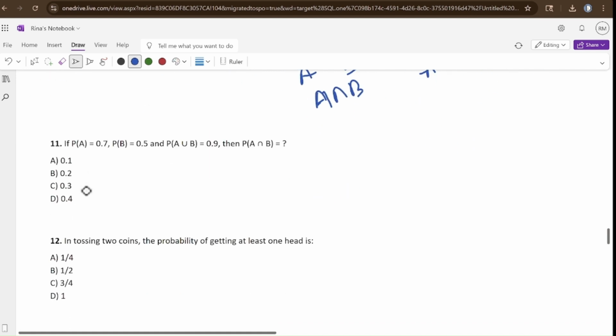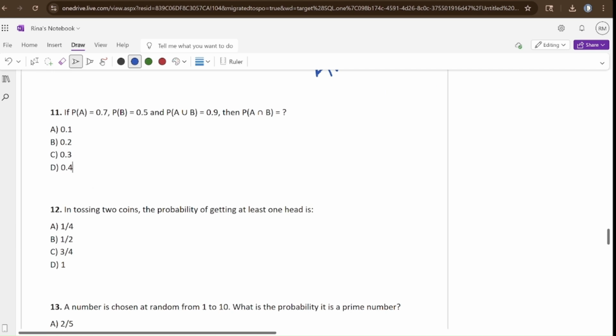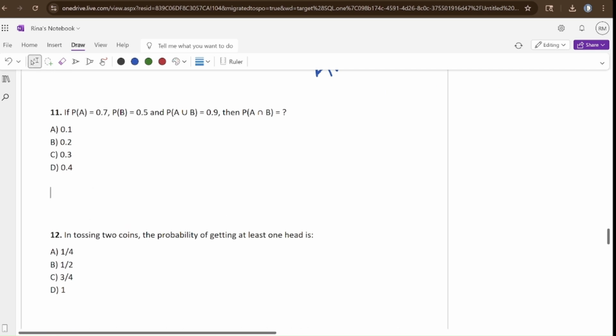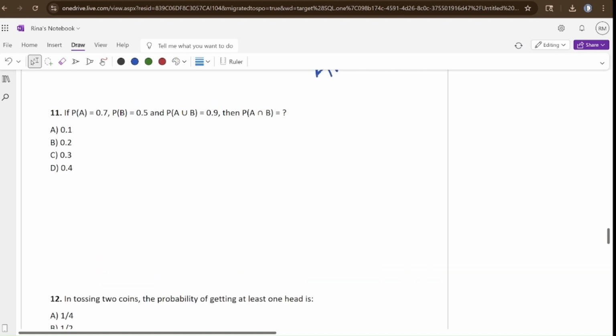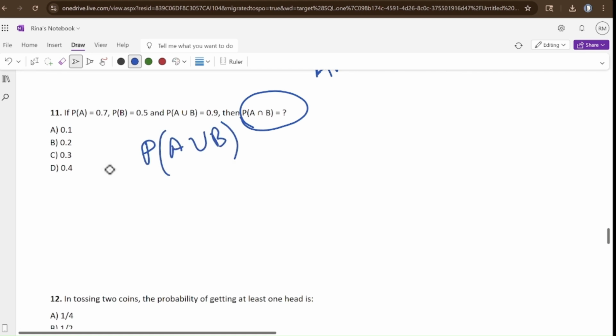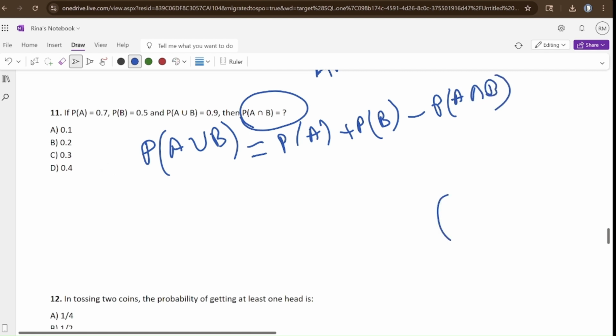Okay. Next one. If P(A) equal to 0.7, P(B) equal to 0.5, P(A union B) equal to 0.9, then what is P(A intersection B)? This is a very famous formula, you know. P(A union B) equal to P(A) plus P(B) minus P(A intersection B). Right, I told you, A union B. That means the complete thing, right?